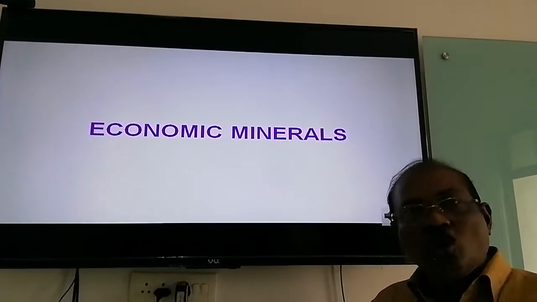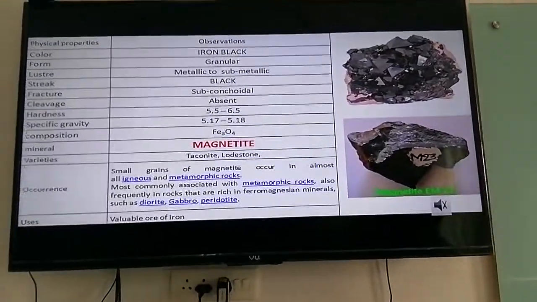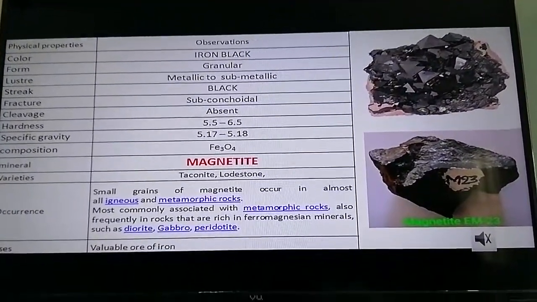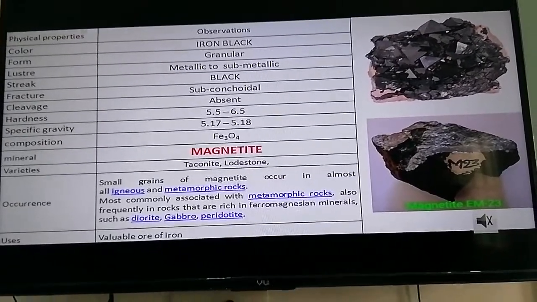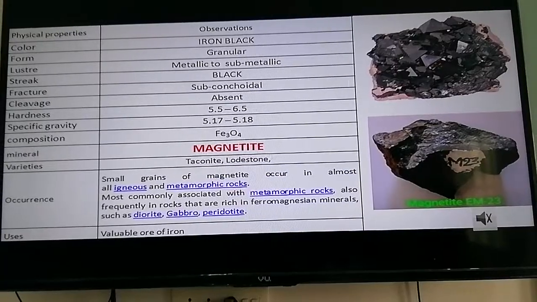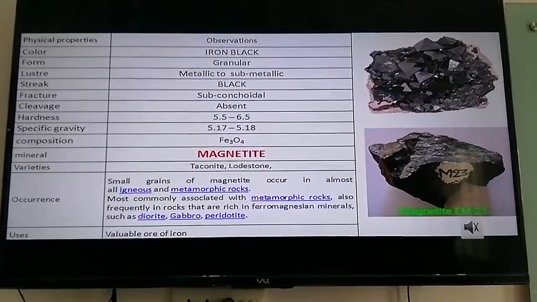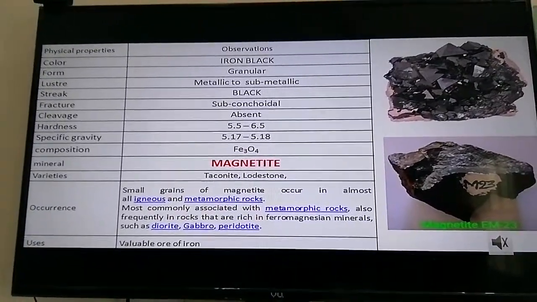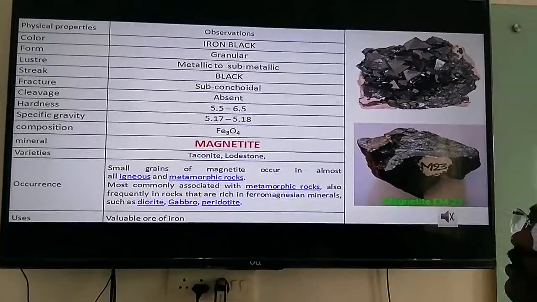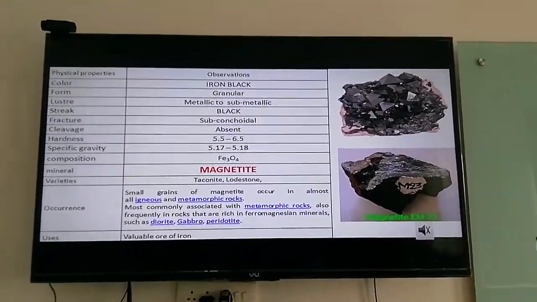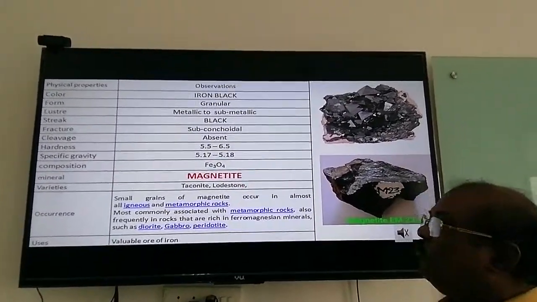Now let us go to economic minerals. If we see the chart, each and every mineral is to be written in such a way: color, iron black; form, granular; luster, metallic, sometimes submetallic; streak, black; fracture, subconchoidal; cleavage is absent here; hardness is 5.5 to 6.5 and specific gravity 5.17 to 5.18 and chemical composition is Fe3O4.